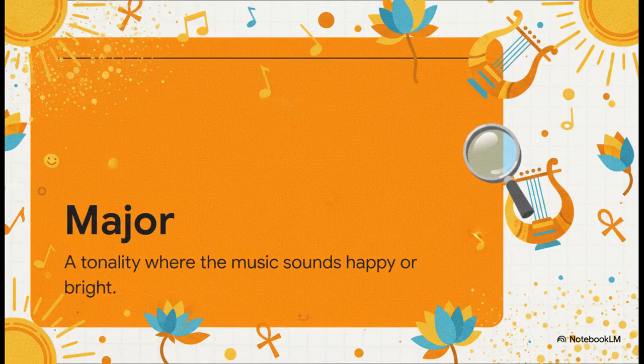Now let's talk about the mood, or what we call tonality. First up, you've got music in a major key. Generally, this is going to sound bright, happy, and optimistic. Think about the music you'd hear at a party or a big celebration. That's almost always in a major key.